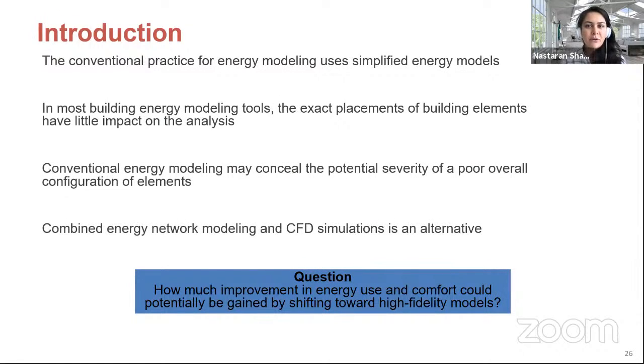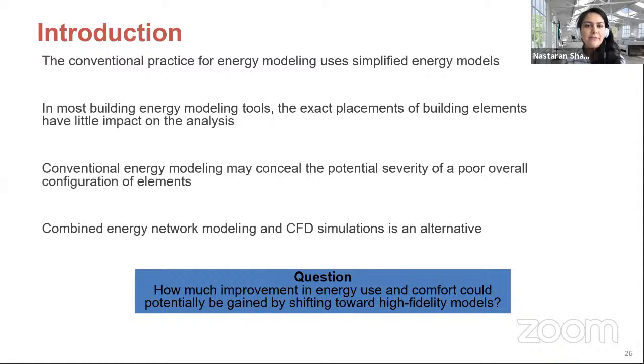Let's see what the problem is. The conventional practice for energy modeling is to use simplified energy models, where a uniform temperature is predicted for each zone. In these models, the exact placement of building elements such as supply and return vents, windows, and other elements have little impact on energy efficiency and occupant comfort. The problem is that a design based on conventional building energy modeling tools may conceal a poor overall configuration of elements, resulting in undesirable microclimates inside buildings.